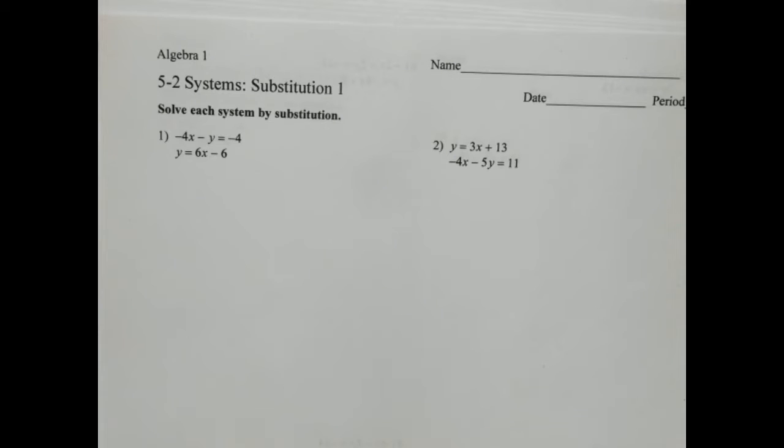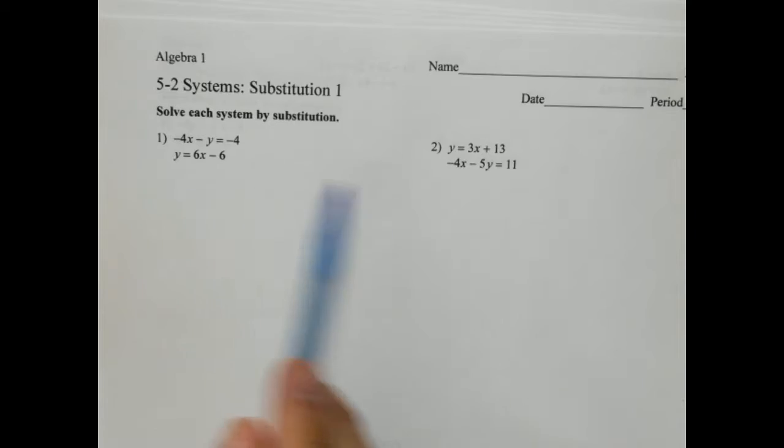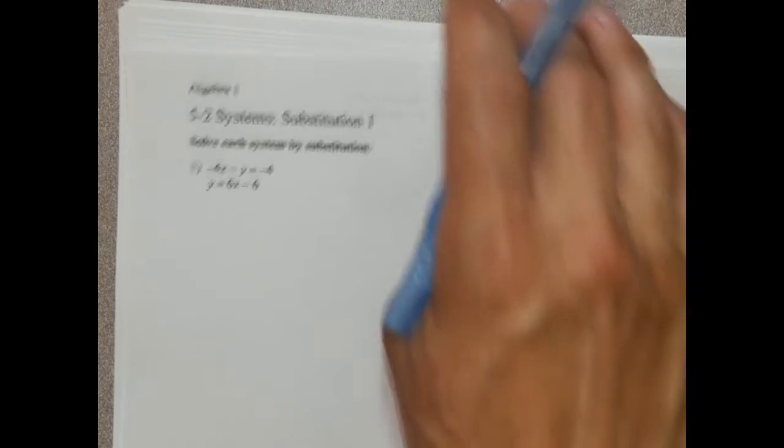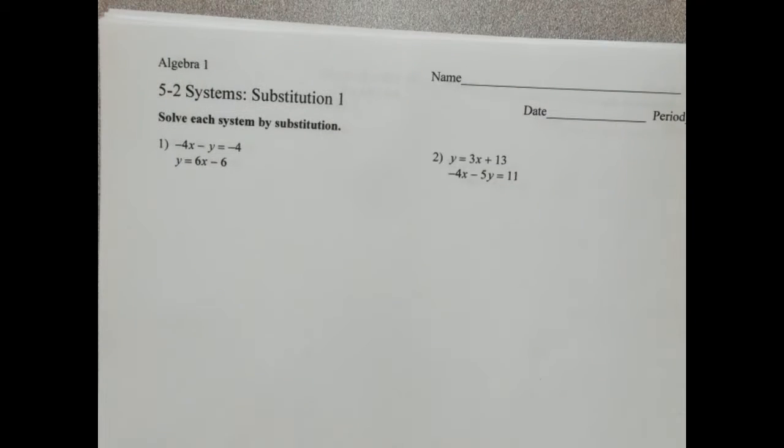Hey everybody, today we're going to work on how to use substitution to solve systems of equations, and specifically we're going to work with systems where one of the variables is already isolated. As you can see in this activity, we have y by itself. With all these problems that's the case. Tomorrow we will work on systems where that is not the case.